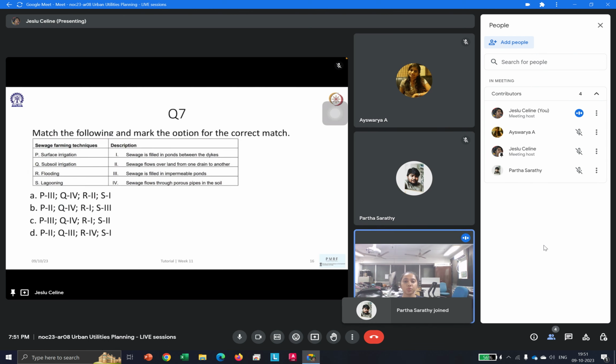Okay, let's go to question 7. Match the following and mark the option for the correct match. We have surface irrigation, subsoil irrigation, flooding, and lagooning. The first one itself we have discussed, so this should be easy. Surface irrigation. Which one matches surface irrigation better? Is it sewage is filled in ponds between the dikes? Yes, no?